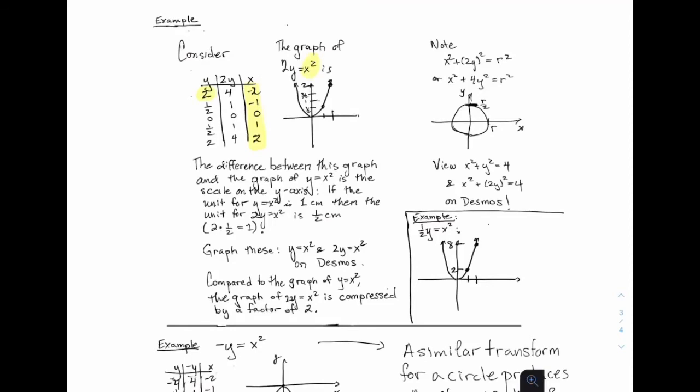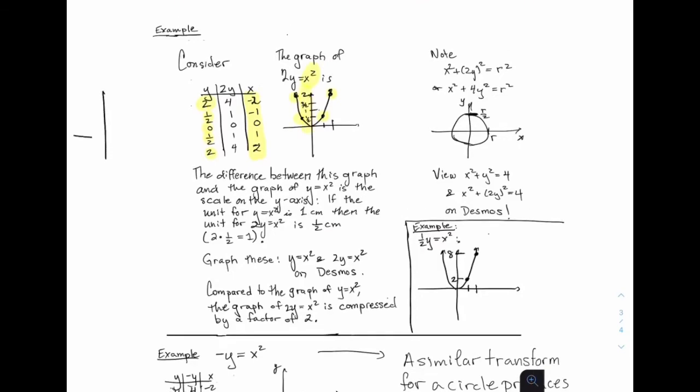When x is -1, 2y is -1 squared, which is 1, and so y is 1/2. When x is 0, 2y is 0, so y is also 0. When x is 1, 2y is 1 squared, which is 1, so y is 1/2. And when x is 2, y is 2. We'll plot these points. Notice the difference between this and the standard parabola is the scale on the y-axis.